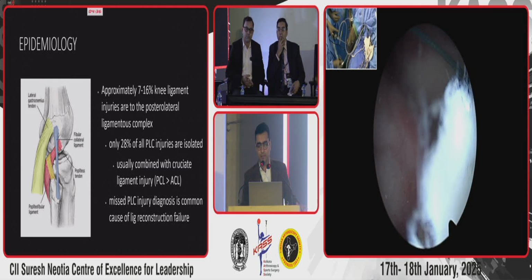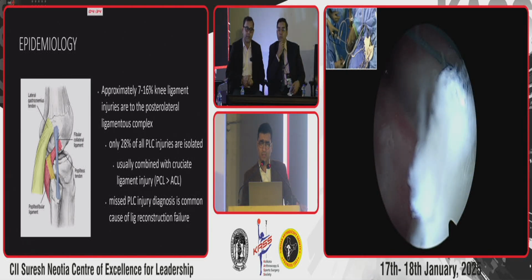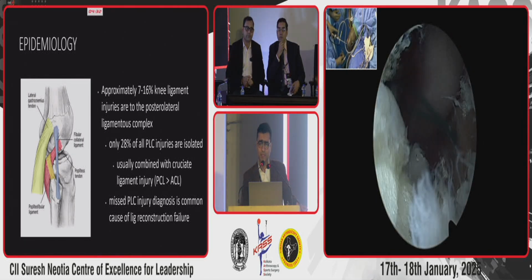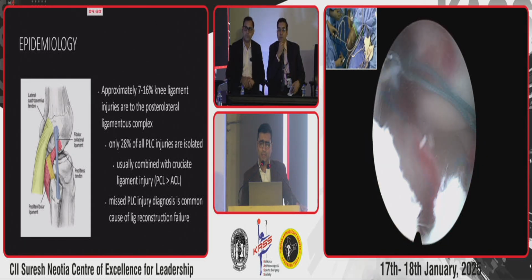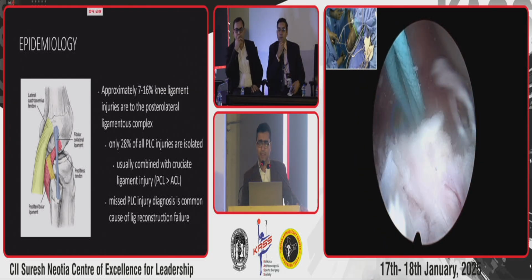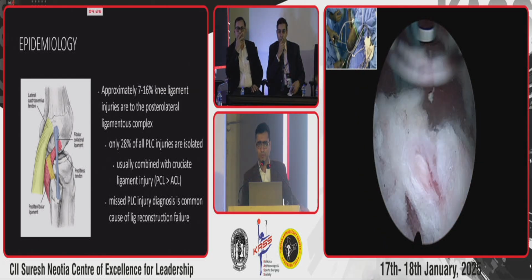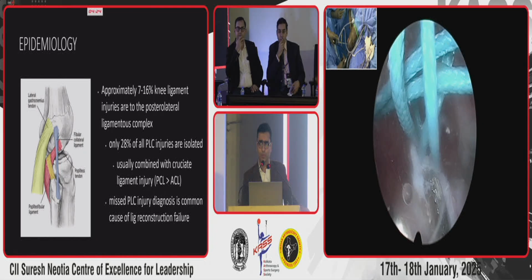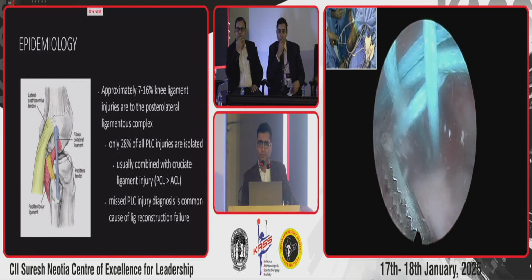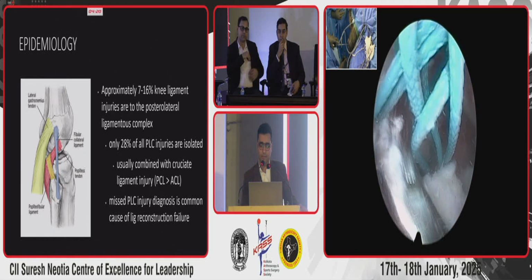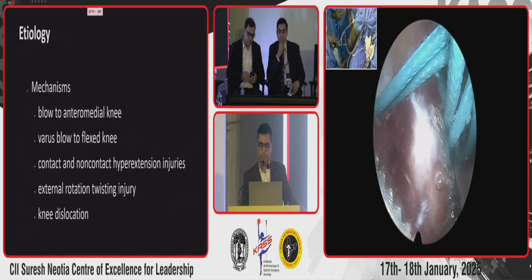Why is it important? It is important because it definitely leads to chronic instability, and two, it leads to failure of our ligament reconstruction surgeries that we do. Supposing we miss a PLC injury and we go ahead with ACL and PCL surgeries, then there are chances that our surgeries would fail because of the PLC injury.